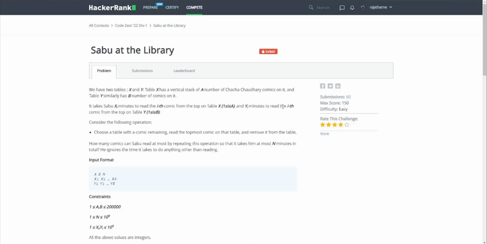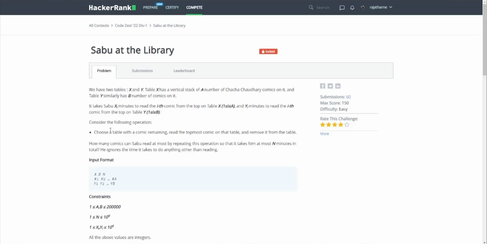And yi minutes to read the ith comic from the top of table Y, where the number of comics would vary from 1 to B, because there are a total of B comics on table Y. So i can range from 1 to A. For example, the first book takes 60 minutes and the second book takes 20 minutes. Likewise the xi value can vary up to A. Here you can see the xi value and the yi value. Now that is done.